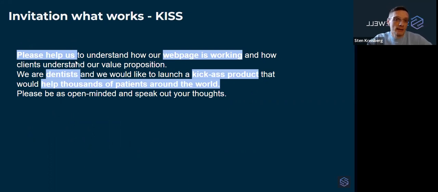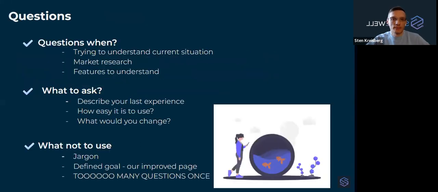So this highlighted part is the important part of the invitation. So please help us to understand how our web page is working, which is directed to dentists, and our kick-ass product made to help thousands of patients around the world. So basically these are the highlighted and important things, and all the other words and sentences help to make it perfect. So always be polite, please help us, and please be as open-minded as possible. So I would suggest using something like this.